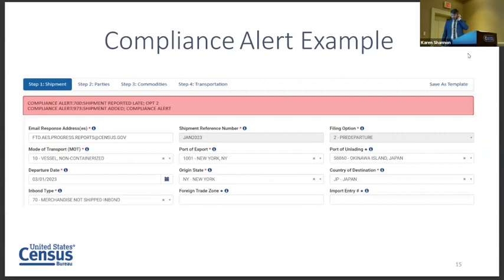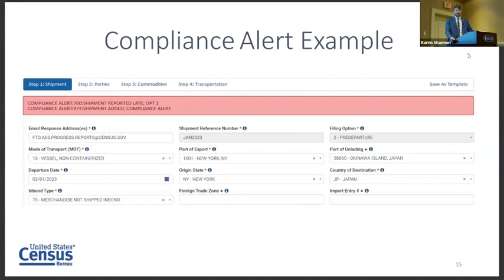Compliance alert examples. So this is another really popular one. In this particular case, you can see we actually put it at the top. We don't put it at the location of where the error occurred. In this one, though, it says compliance alert 700. Your shipment was reported late.